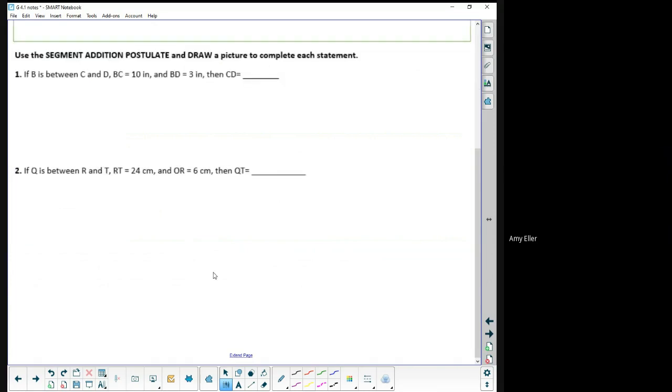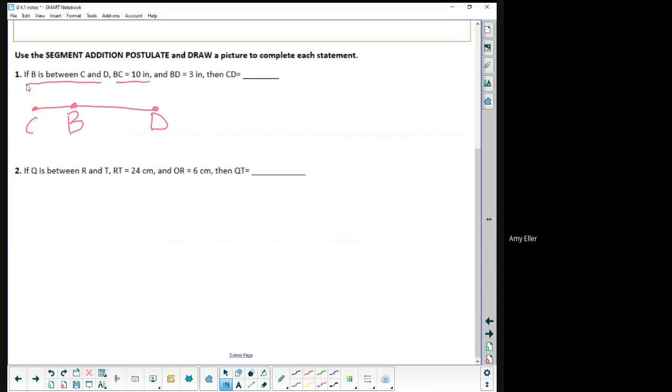Number 1, use the segment addition postulate and draw a picture to complete each statement. Here we go. If B is between C and D, don't read the whole sentence. There's a lot going on. Just stop there and draw that. B is between C and D. It did not say middle. It's just anywhere in between.